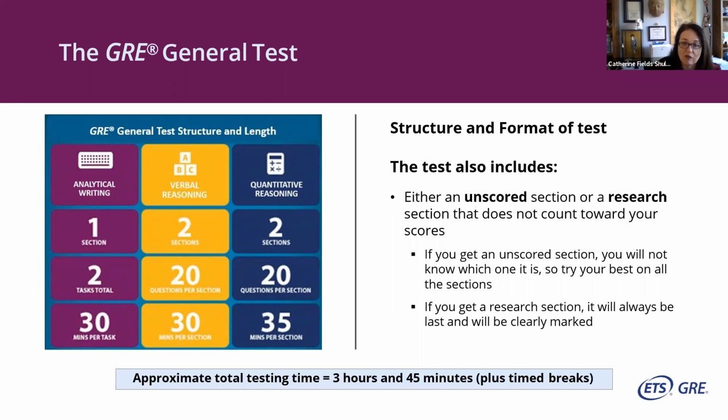And let me break that down for you. An unscored section means you will get an additional one of these sections. Well, it'll be verbal reasoning or quantitative reasoning. So you should try to do your best on all the sections.